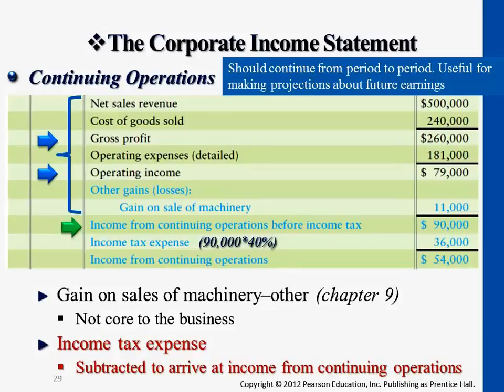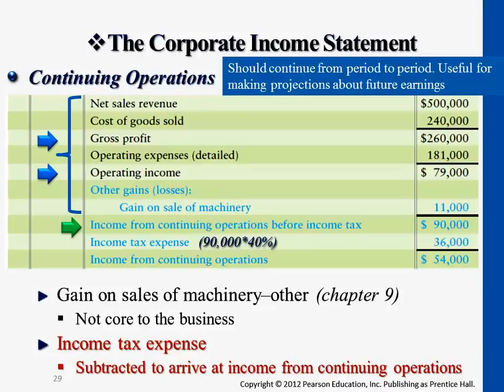Okay. Now, other gains and losses. Remember, gain on sale of machinery. This is the topic we talked about in chapter 9. Trading long-term assets: compare what we receive with what we're giving away. So gains and losses are $11,000 here. After considering all of them, now we have this $90,000. We call it income from continuing operations before tax.